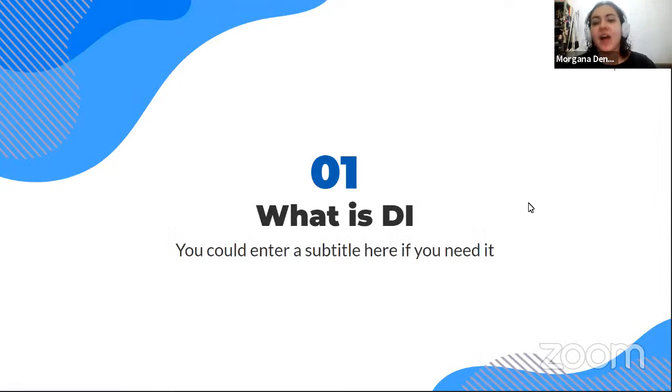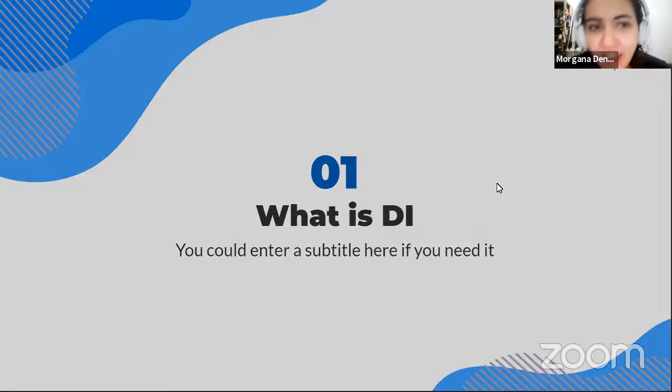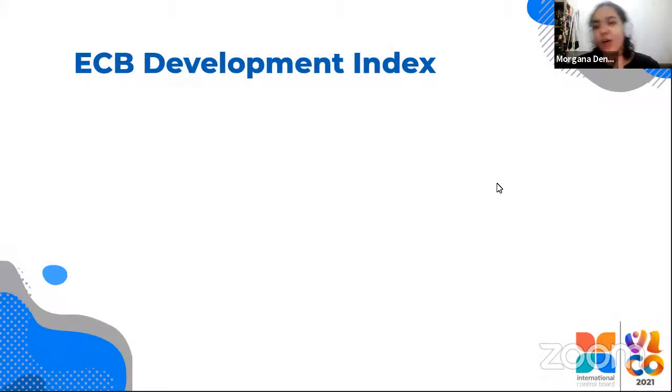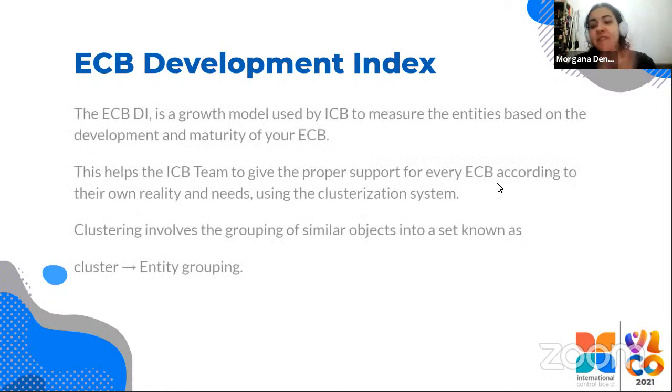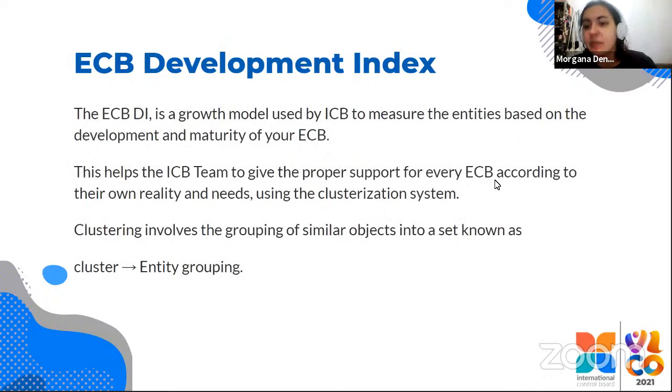So, to start, what is DI? DI is how we call our amazing development index. And what basically is our development index? The ECB development index is a growth model that we use in ICB by measuring the entities based on the development and maturity of the ECB.